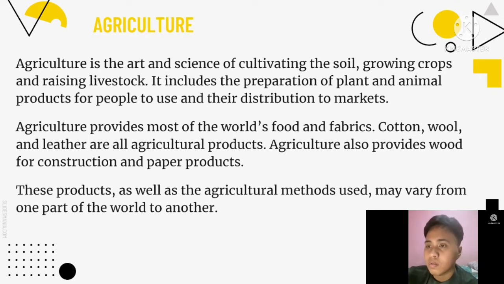Agriculture provides most of the world's food and fabric. Cotton, wool, and leather are all agriculture products. Agriculture also provides wood for construction and paper products. These products, as well as the agriculture methods used, may vary from one part of the world to another.